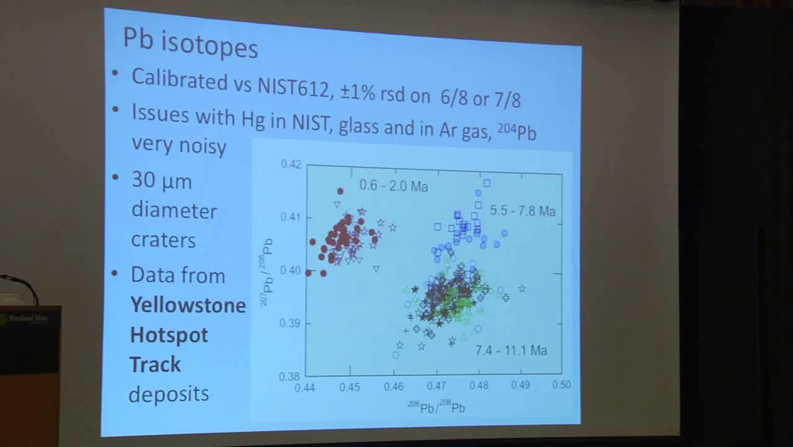That's Bruno Yarbridge, that one, isn't it? Yeah, but all part of the hotspot track. But you can see the differences in the lead isotopes, and this is all obviously reflecting what's going on down at depth. But it's actually a useful fingerprint for these things in terms of where they are.